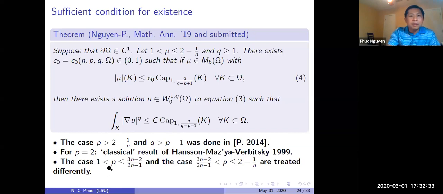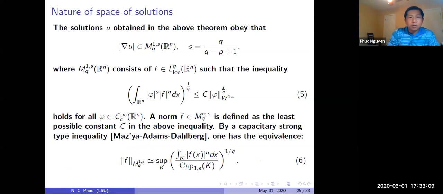So here I work with essentially all p, but the case when p is bigger than 1 and less than 3/2, and the case where p is between 3/2 and 2 minus 1 over n are treated differently. We don't treat them in the same way because there's some problem when p gets small. So I will explain to you in a moment. Well, we obtain a solution that satisfies this bound. So let me mention a little bit about the nature of the space of solutions. The solutions that we obtain in this theorem are such that the derivative is in the space which I call M^{q,1}_s. So the s here is the power q over q minus p plus 1.